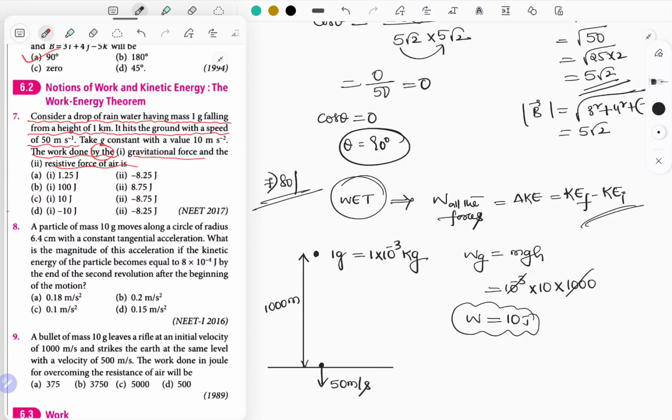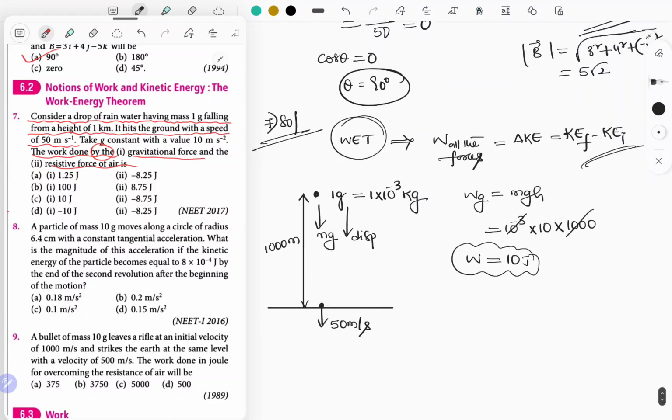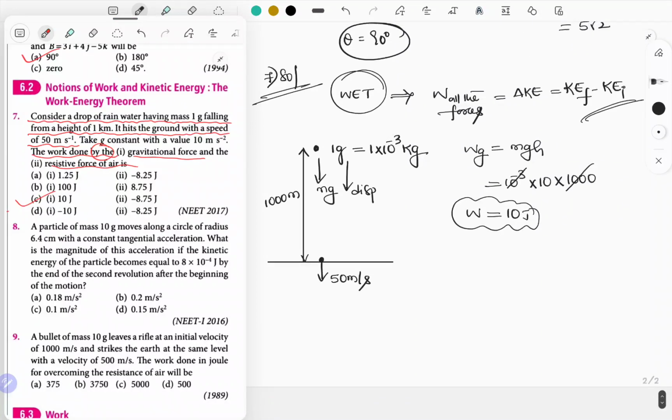Whether it is positive or negative, we can decide. The force is acting downwards, and the displacement of the particle is also in the same direction. Definitely the work done by gravity is going to be positive. Check the option which has case 1 as 10 joules. That's going to be the answer. Look at the options. Option C is correct.